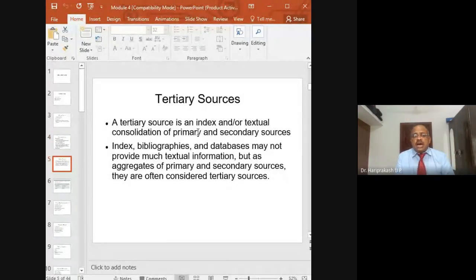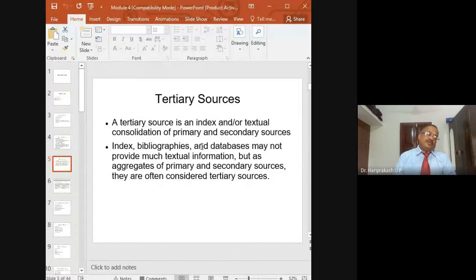Tertiary sources are an index or textual consolidation of primary and secondary sources. Sometimes the data are not that detailed; sometimes it is in a condensed form so that it is much easier to search. Something like an index, bibliography, or database may not provide much textual information, but they are aggregates of primary and secondary sources, right?